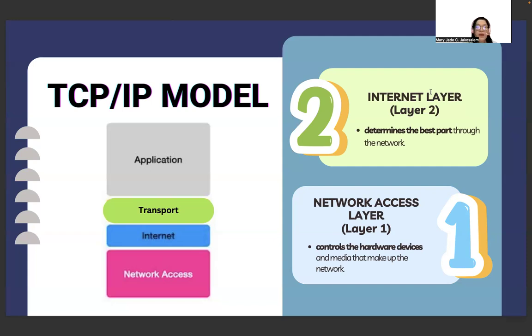And then the internet layer is also concerned with how the data packets actually securely reach their destination. And layer 1 is the network access layer. It controls the hardware, devices, and media that make up the network. Again, very similar to our physical layer in the OSI model. It is concerned with the hardware devices involved in a network.